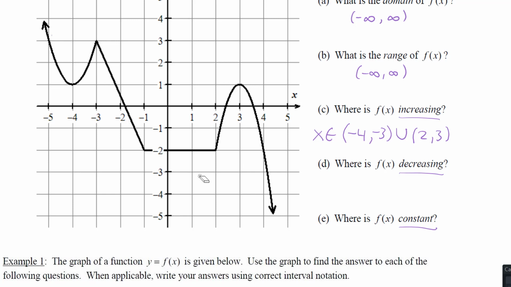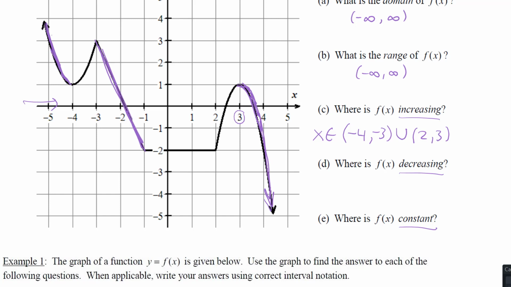Now where is it decreasing? We're going down the hill from left to right. As we move left to right, we're going down the hill in that region there. Also going down the hill in that region there. And finally, starting at 3, we go down the hill forever after. So three different intervals where we're going down the hill as we move from left to right.